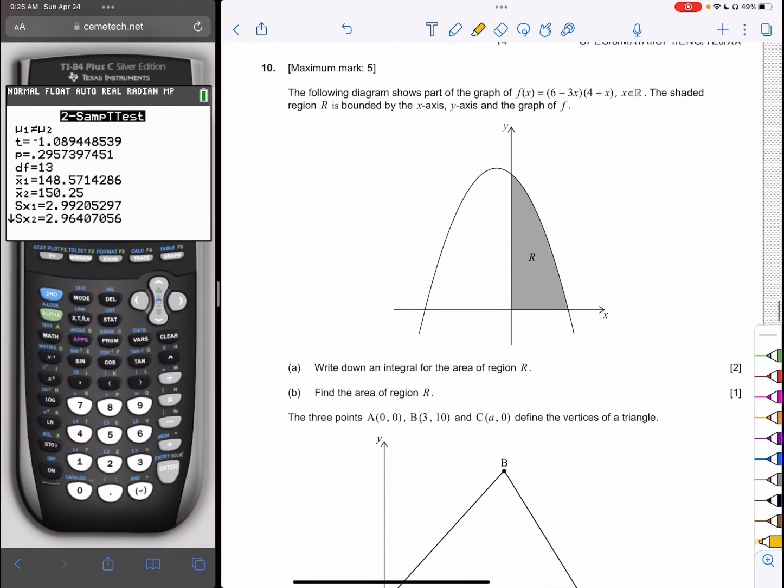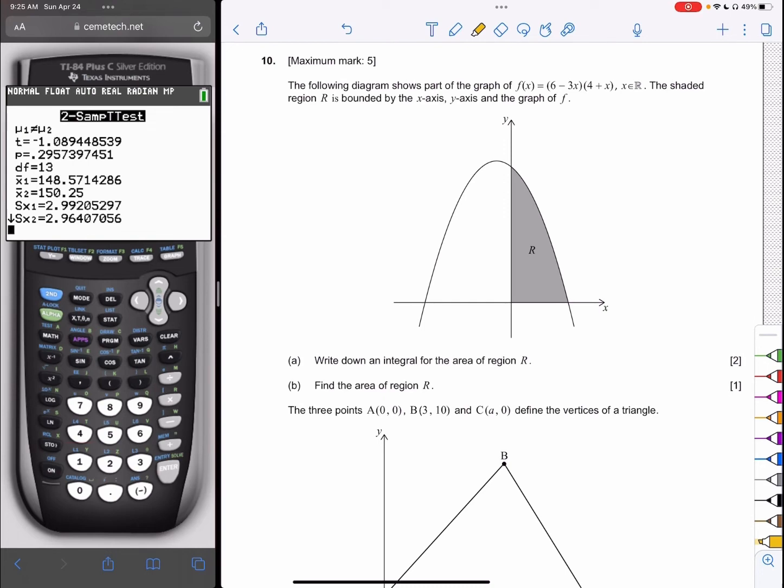Number 10, it says the following diagram shows part of the graph of f of x is equal to (6 minus 3x) times (4 plus x), where the values of x are all real numbers. The shaded region R is bounded by the x-axis, the y-axis, and the graph of f. So part A says write down an integral for the area of region R. So anytime they want us to write down an integral, that means they want us to define what our limits are for the shaded region.